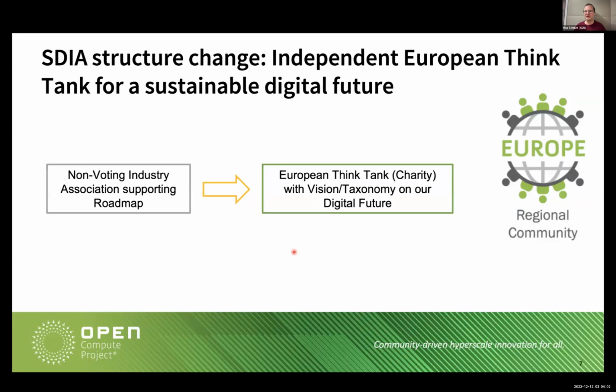This has the disadvantage that we have no members at the moment. Actually, in July we already terminated all members, and we're changing our funding structure a bit. But we believe this is really missing: one independent place that thinks about what the digital future of Europe actually looks like, and what the policies are that we need to get there.